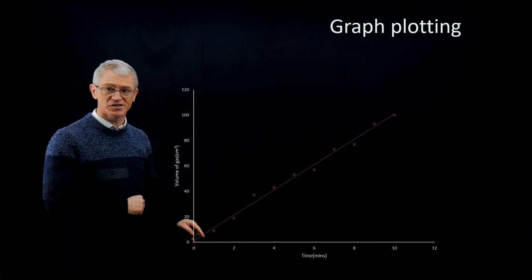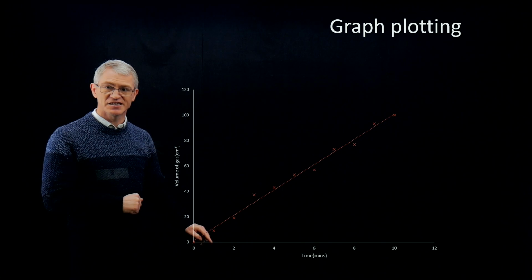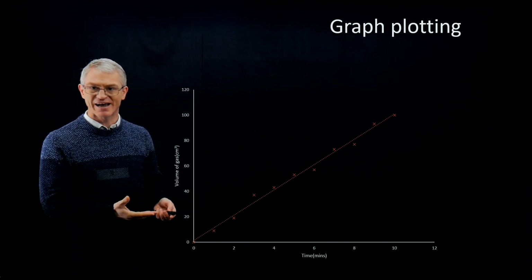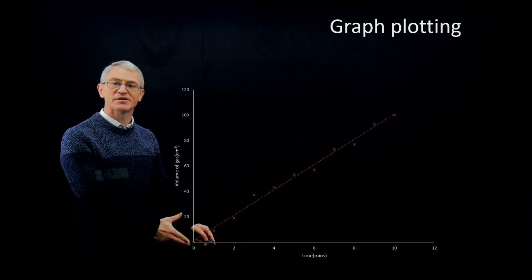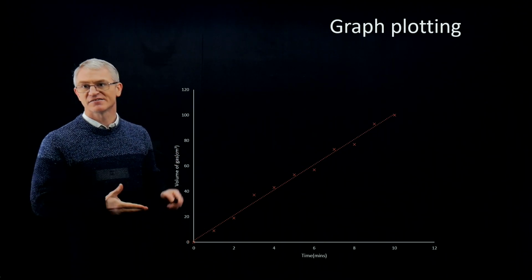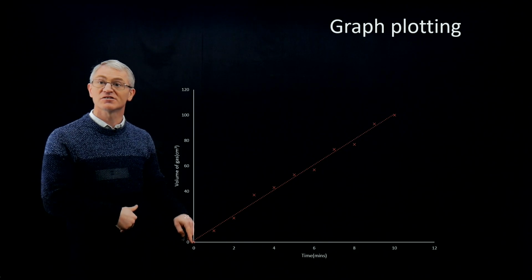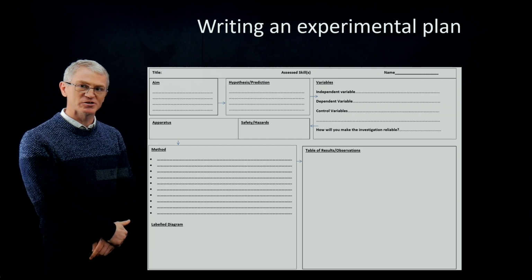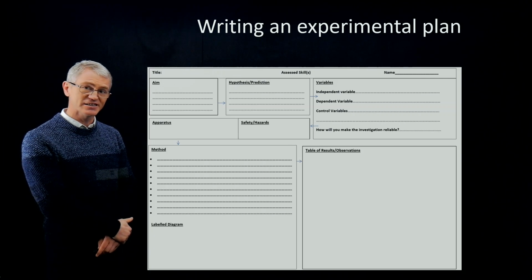Also, a good rule is if your experiment has 0 on the x-axis at the same time as 0 on the y. For example, if I'm measuring the time and I know that there'll be no gas at 0, then I should start it from 0. That makes sense.